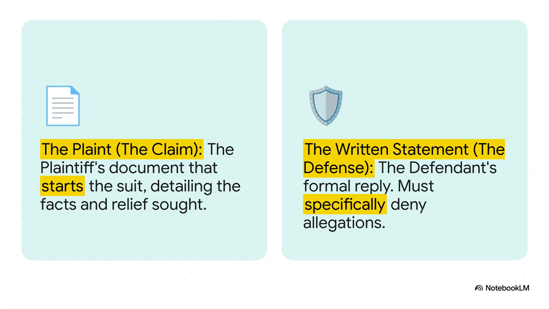This is filed by the person suing, the plaintiff. It's their side of the story, what happened, why it's wrong, and exactly what they want the court to do. In the other corner, we have the written statement. This is the defendant's response. And here's a super important rule. You have to deny every single allegation specifically. If you just ignore a point made in the plaint, the court assumes you're admitting it's true.